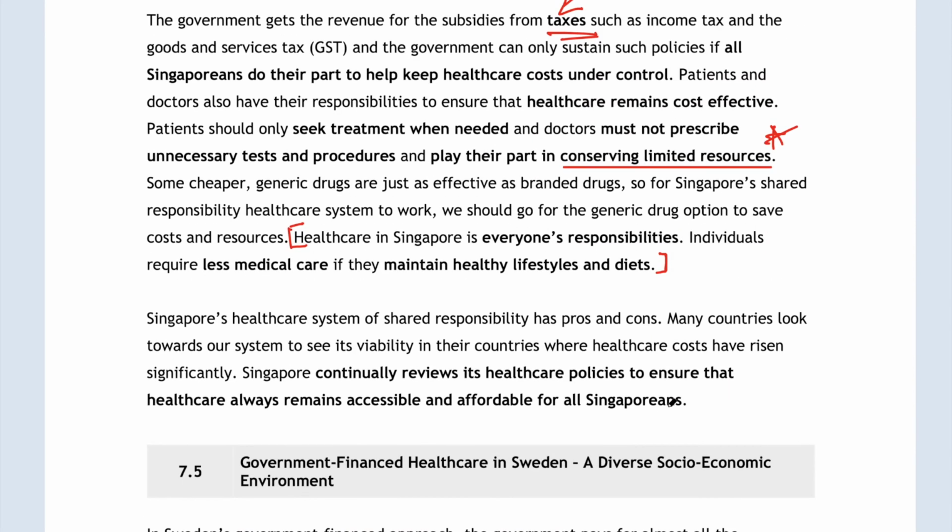Okay, so we will always continue to review our healthcare policy to ensure that everybody always has access to healthcare when they need it. So we must all play our part essentially.